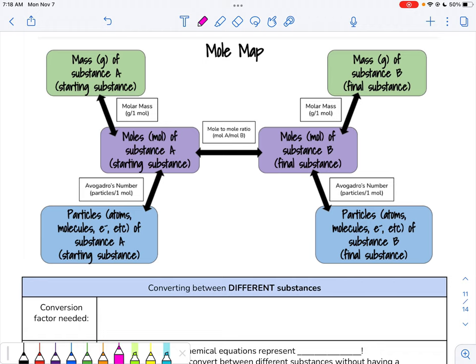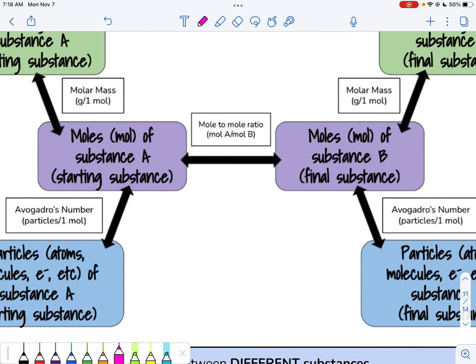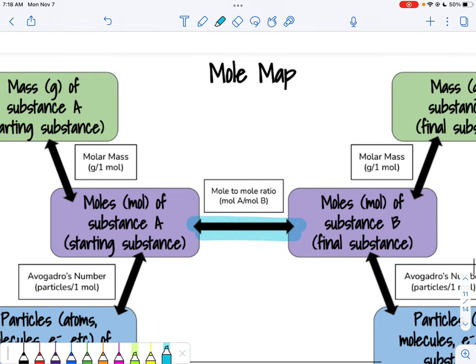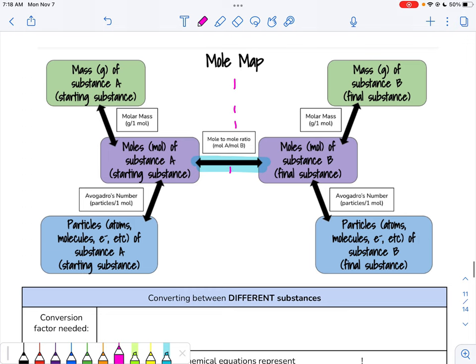Remember that our balanced chemical reaction equations give us mole ratios in those coefficients in front of each compound or each element formula, whatever you have in there. Those give us the mole ratios between substances. So I must first always, if I'm going between substances, make use of this section of the map right here.